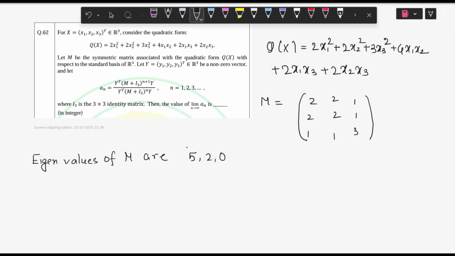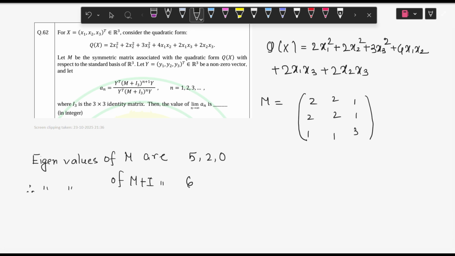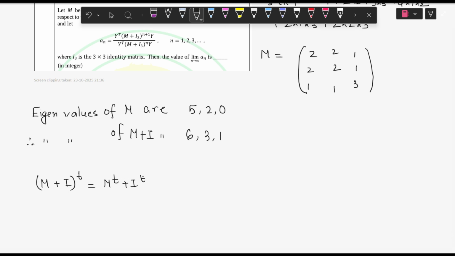So अगर M का eigenvalue 5, 2 और 0 आएगा, so therefore eigenvalues of M plus I are 5 plus 1 is 6, 2 plus 1 is 3, and 0 plus 1 is 1. Now interesting point is just as M is a symmetric matrix and I is a symmetric matrix, if you calculate (M plus I) transpose, that gives you M transpose plus I transpose, which is again M plus I. So M plus I is also a symmetric matrix.